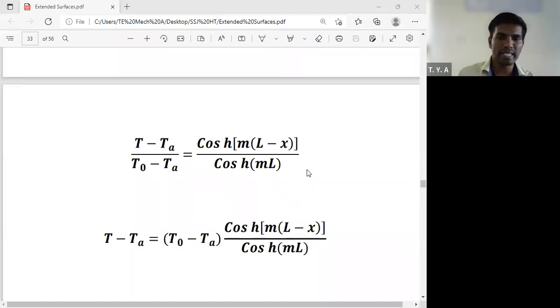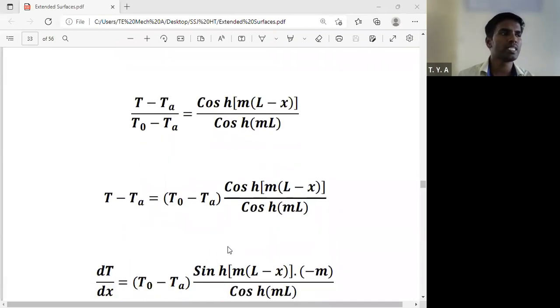First of all, rewrite this equation. T minus Ta is equal to T0 minus Ta into bracket cos hyperbolic m into bracket L minus x divided by cos hyperbolic ml. So we have to take the derivative of this term. Therefore we get the value of dt by dx, and in that equation we have to put the value of x as 0.